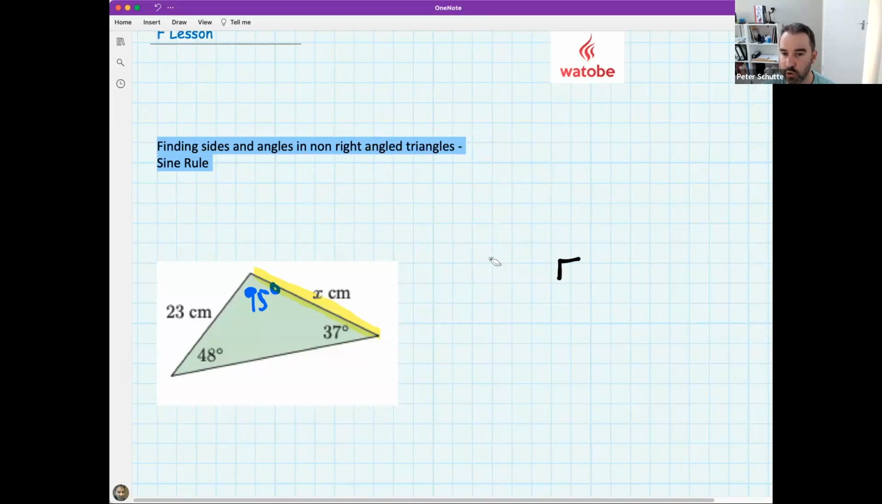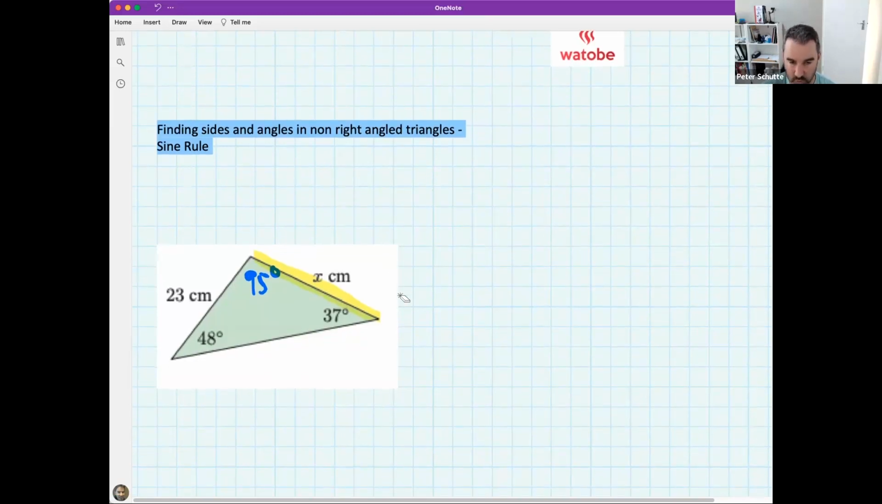And so we need a new tool in our toolkit. And this tool that I'm going to show you today is called the sine rule, and it applies to all triangles. It's a very useful tool to have in your toolkit because it works for all triangles, including right angled triangles.